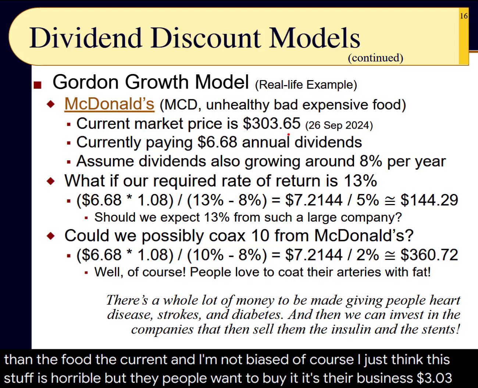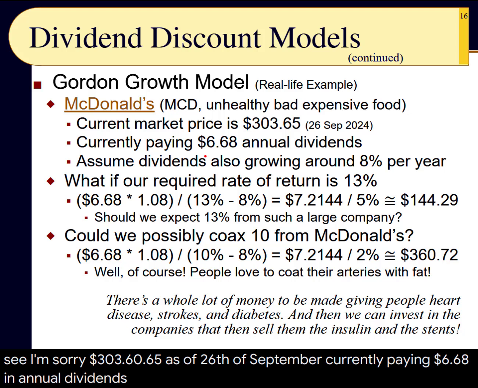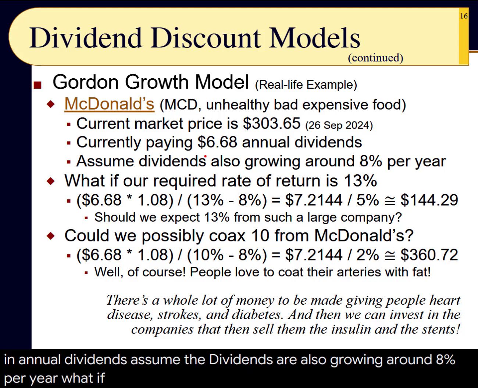McDonald's went from $3.03 to $303.65 as of the 26th of September. It's currently paying $6.68 in annual dividends. Assume the dividends are also growing around 8% per year. What if our required rate of return is 13%?